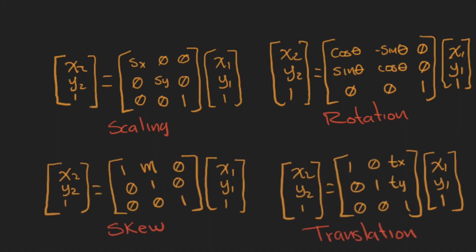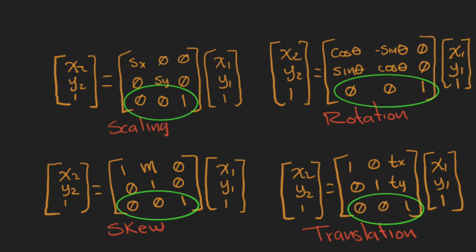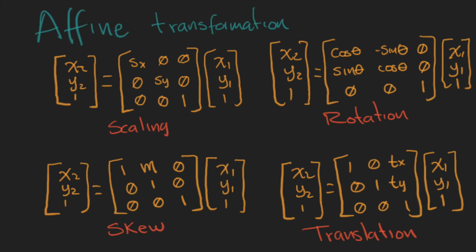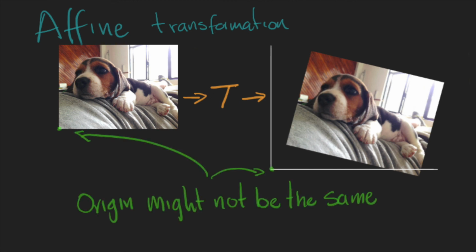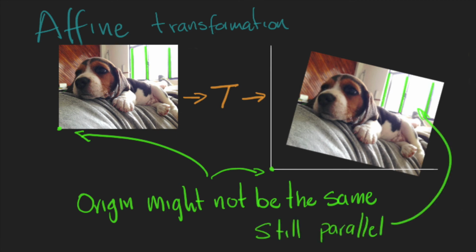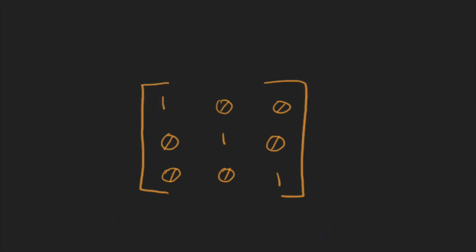And the nice thing about this representation is that if you need to apply several transformations to an image, instead of multiplying the image several times, you can just multiply the different transformation matrices to combine them, and then just apply one to the image. And of course, the inverse of the matrix will revert the effect. All these transformations have something in common. If you see, the lower row of the matrix is always 0, 0, 1. This family of transformations is called affine and has the characteristic that the origin in the resulting image does not necessarily map to the original one, but still parallel lines in the original image will result in parallel lines in the resulting image.